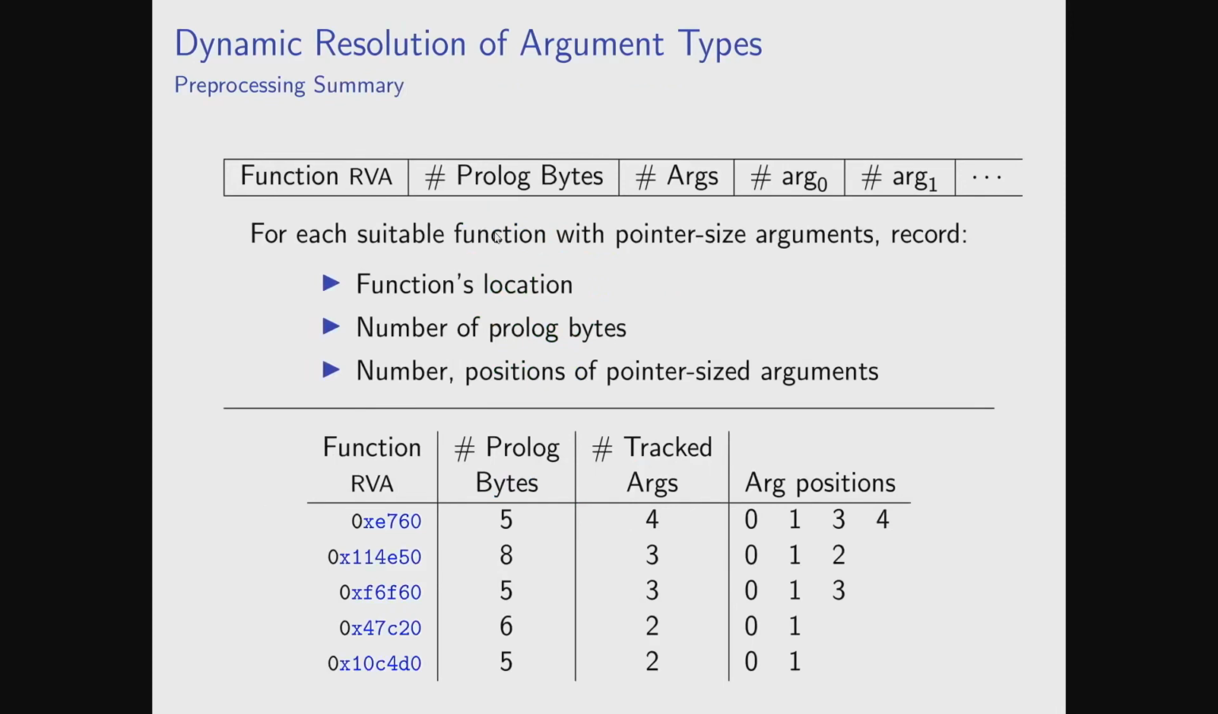So this is the data that I collect. I record where the function is, how many bytes in the prologue we will be overwriting, and then how many arguments we are tracking and where the arguments are.